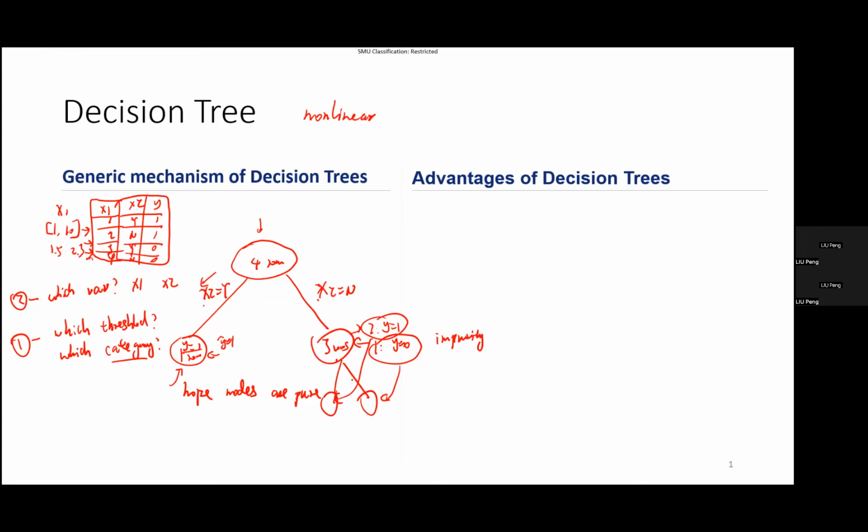And the reason is because once we have a pure node, then it is easy to make a prediction, right? We just need to follow the path, and then the prediction will be mostly correct, because this is a pure node, meaning all the decisions will be exactly what the true labels are, right? So that's the general mechanism of growing a tree.